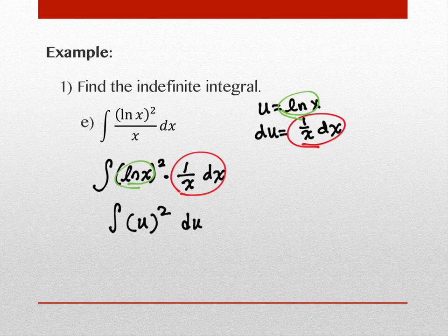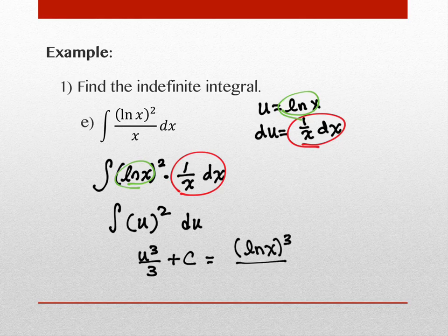Okay, what's the antiderivative of u squared? U to the third over 3. Perfect. Plus c, yes. And then the last step is to replace the u with what it's equal to, which is the natural log of x. So you can either write it like this over 3, or you could write it like this if you prefer, with the 1/3 in front, 1/3 the natural log of x cubed plus c.